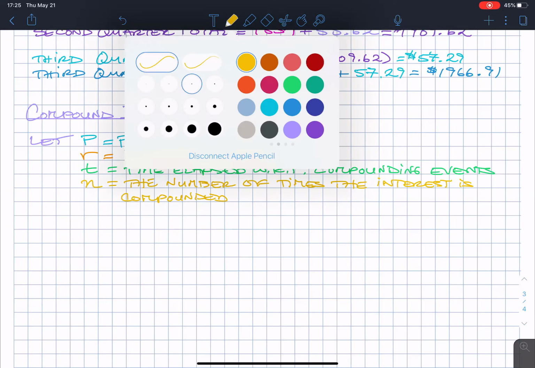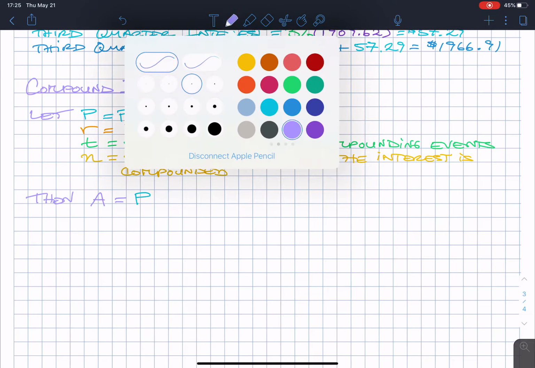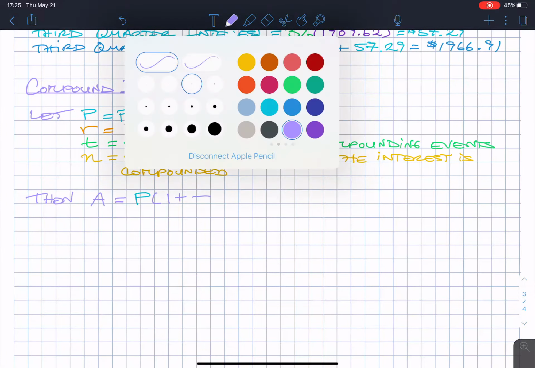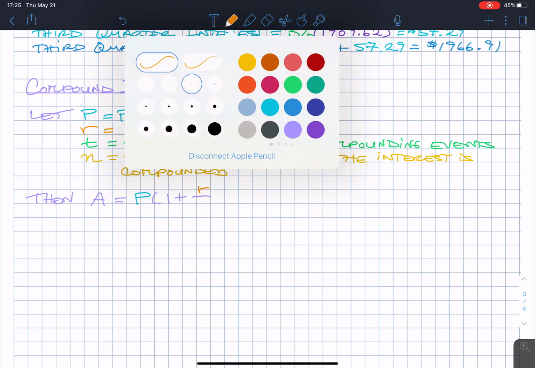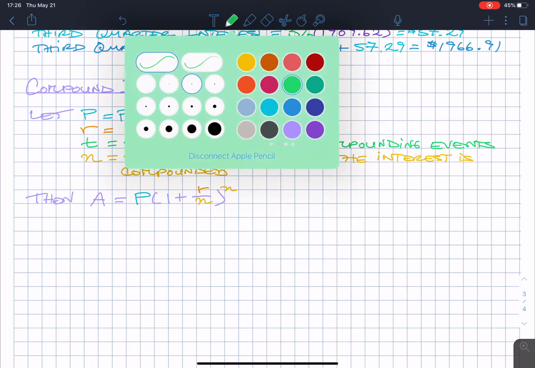Okay, so then what is the formula? The amount A, the final amount, will be the principal P times the quantity 1 plus the interest rate r divided by n, the number of times it's compounded. Where does t come in? Well, now we're going to raise this whole thing to the n times t.